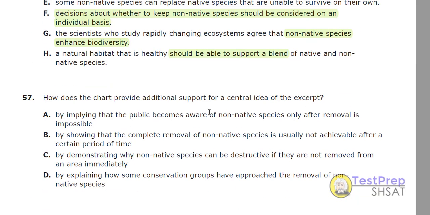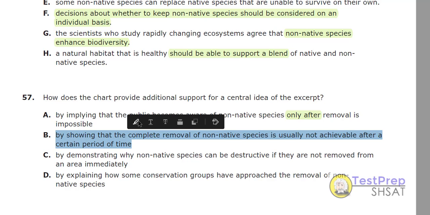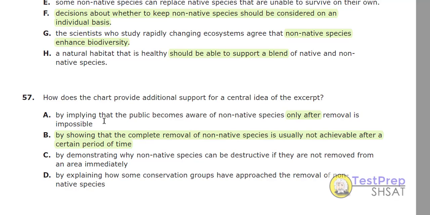A: by implying the public becomes aware of non-native species only after removal is impossible. Only after removal is impossible? That might be extreme. We'll keep that one on hold because it's generally in line with the idea of the chart. B: by showing that the complete removal of non-native species is usually not achievable after a certain period of time. Well, that is true. It shows after a certain period of time, a complete removal of non-native species is impossible. I think that's a better statement than A.